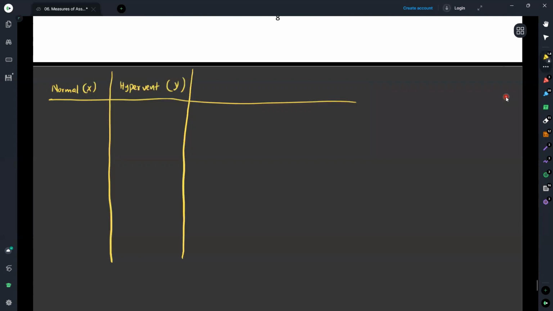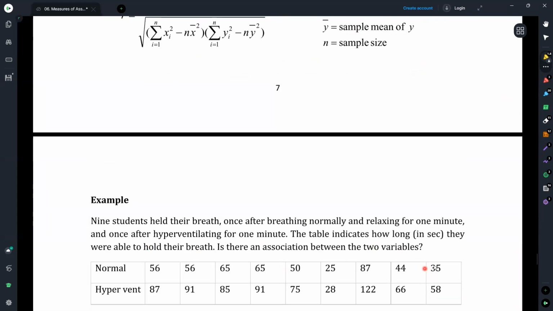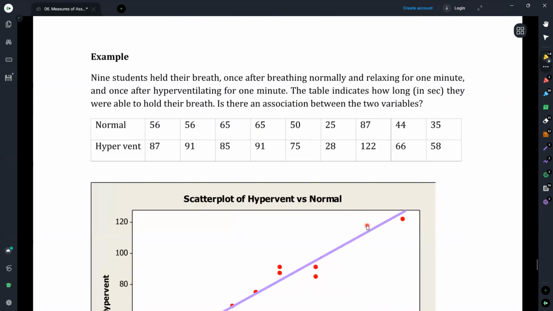If I write down the values for the normal condition, the first value is 56, the next value is again 56, then 65, again 65, then 50, then 25, then 87, 44, and 30. Now all 9 values have been mentioned, and you cannot change the places. You have to place the values as they are, because these are ordered pairs.